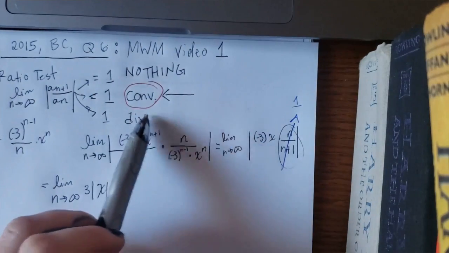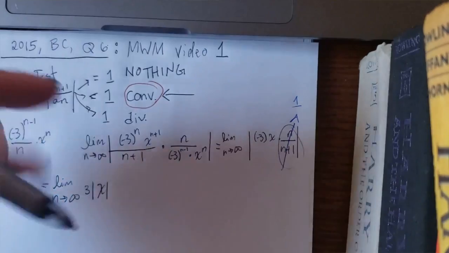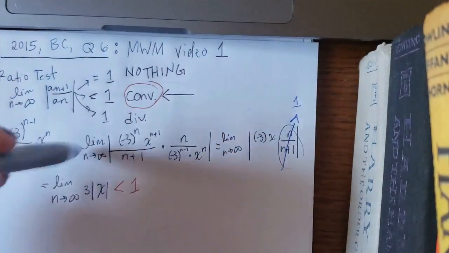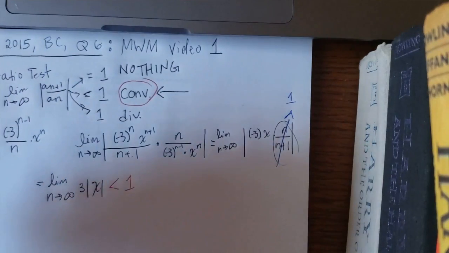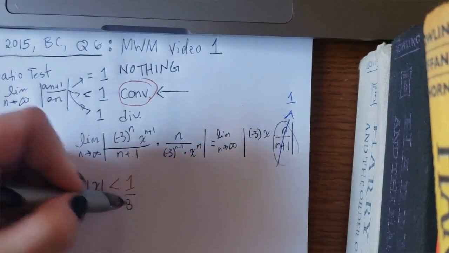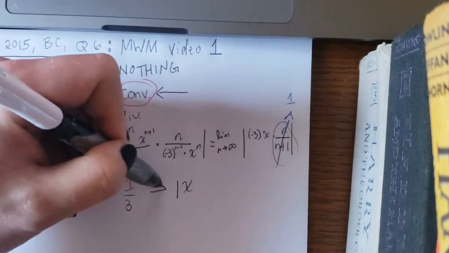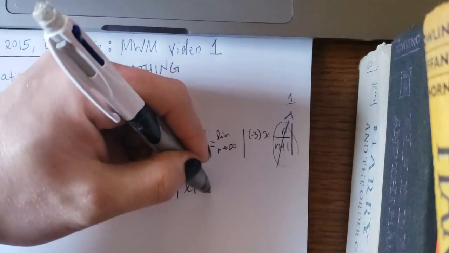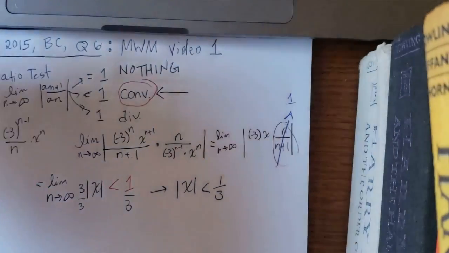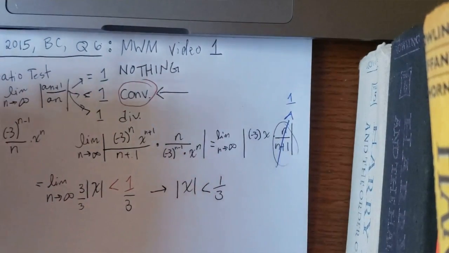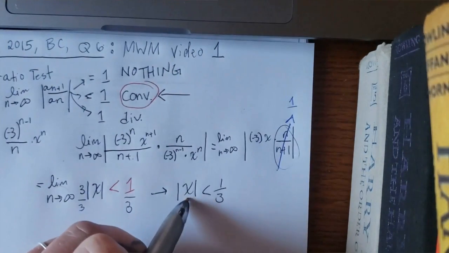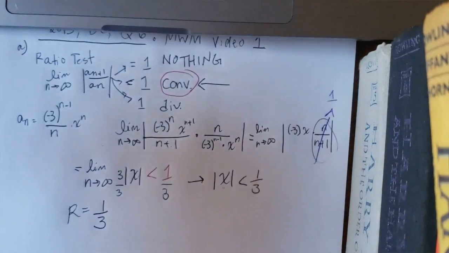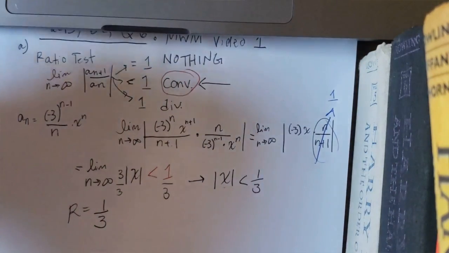And since we're looking at that convergence, we want this to be less than 1. So we want to solve for the relationship here. I'm going to go ahead and divide both sides by 3. The absolute value of x, we can get rid of the limit because we're done with n's now, is less than 1 over 3. Now, the question is asking us to find r. So the relationship between x and this number, r, is equal to 1/3, because that's our distance. All right.